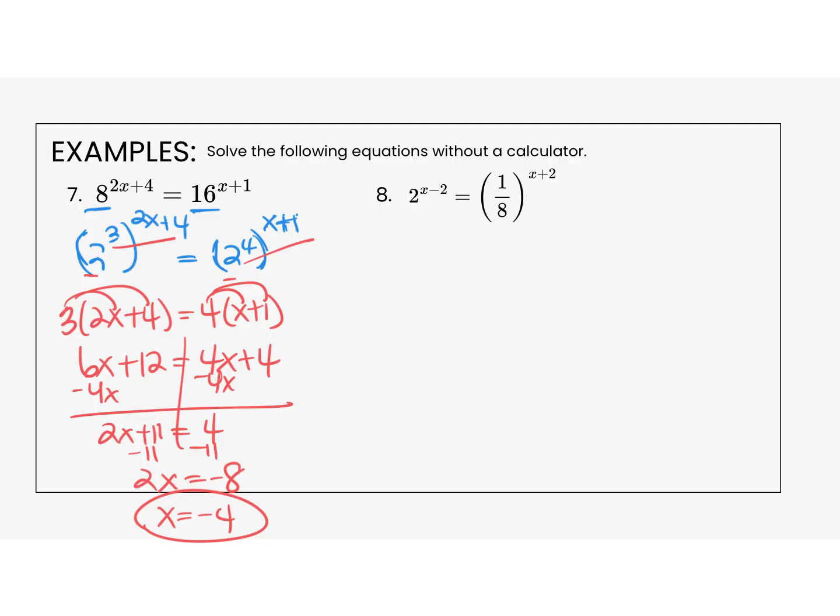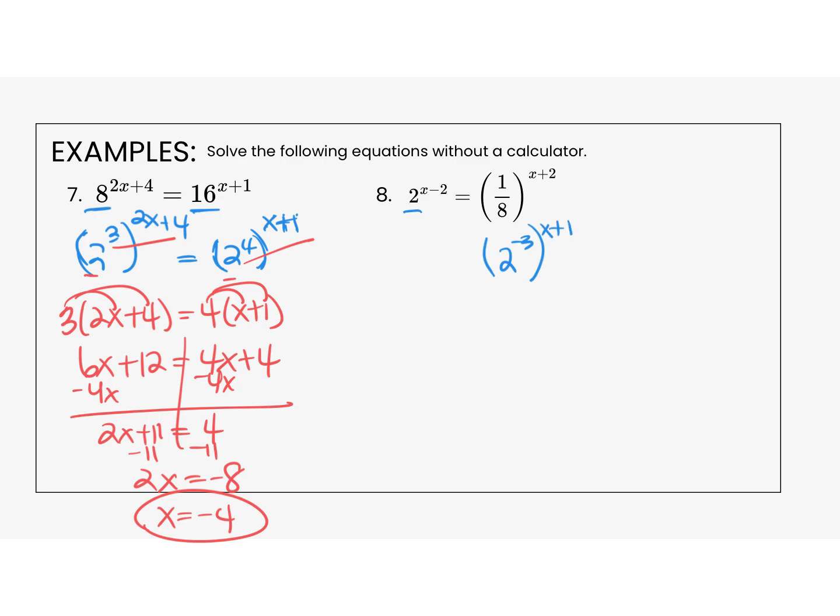Okay. Number 8, I have 2 to the x minus 2 equals 1/8 to the x plus 2. So 2 I don't have to do anything with. I'm going to keep that, but 1/8 I can write as a power of 2. Remember when we see a fraction like that, we're thinking negative exponents. So 1/8 is 2 to the negative third power.